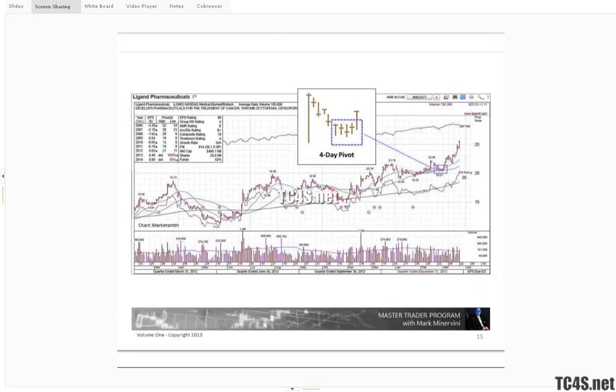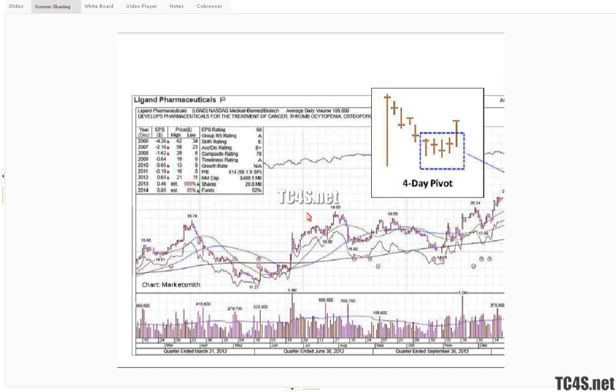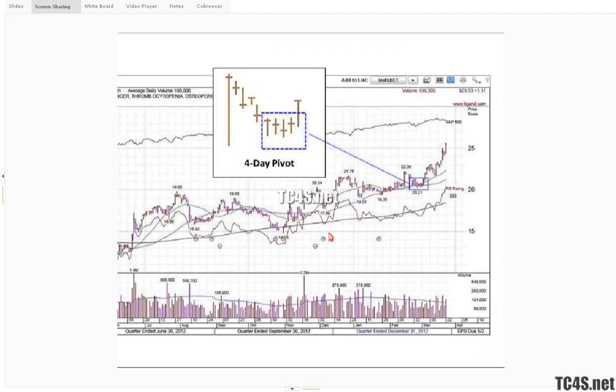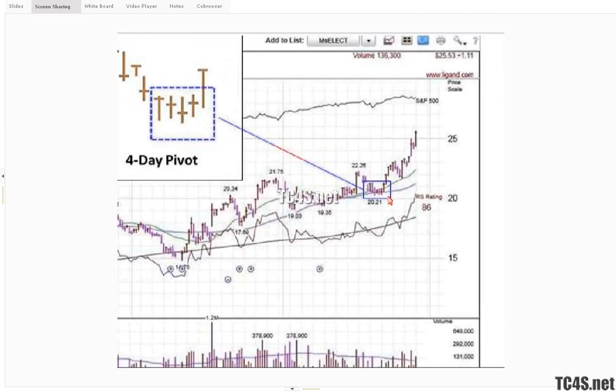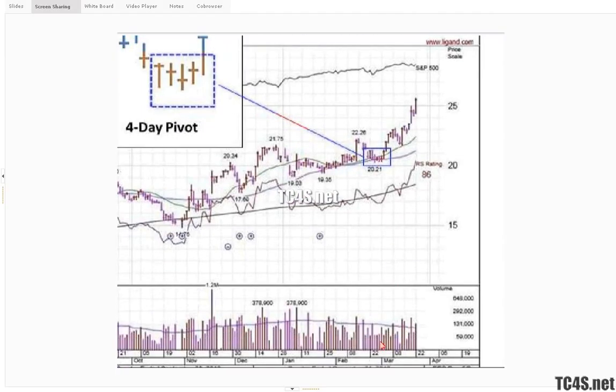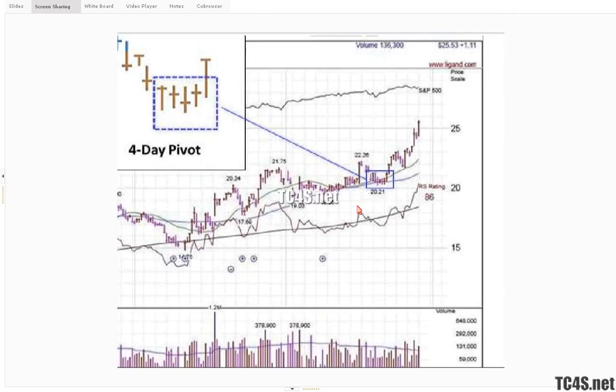This was LGND, of course, Ligand, I guess they call it, pharmaceuticals. So you can see here that, and this is not exactly this, this is drawn in just to show an example, but you can see how we get very tight here as we break out, then we pull back, we tighten up, volume comes in considerably. See, you just want to see all the same characteristics, and then as we turn up from there, we're moving through this multi-day pivot.